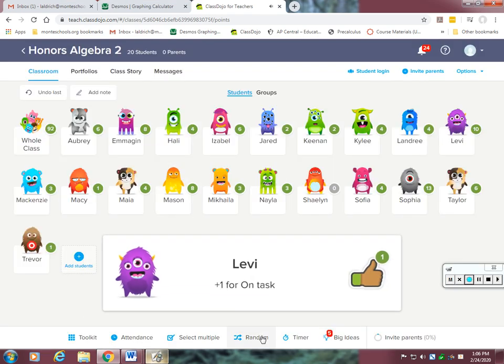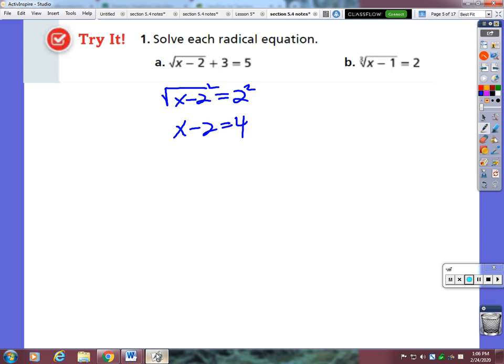Okay, hardest question for the end. Michaela? If x minus 2 equals 4, what does x equal? Solve this for x. 6. Yeah, add 2 to both sides. x equals 6.